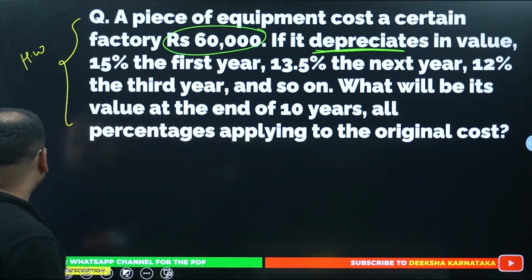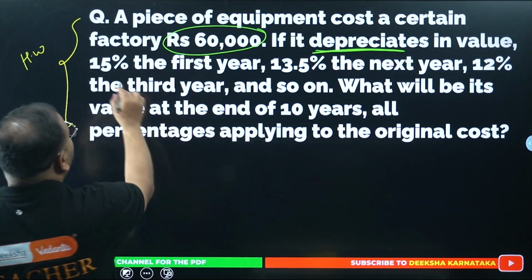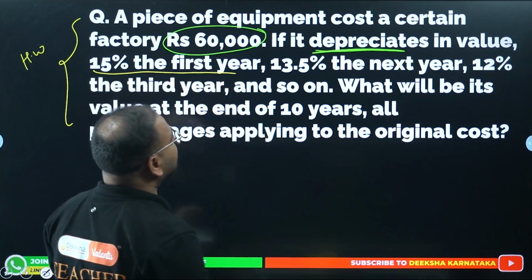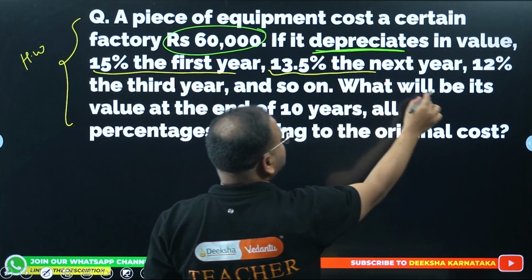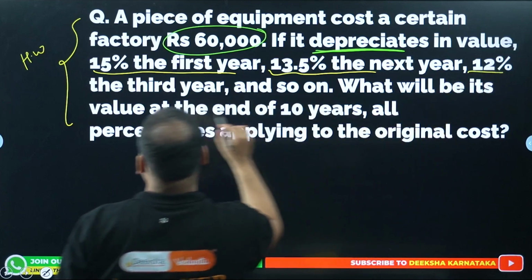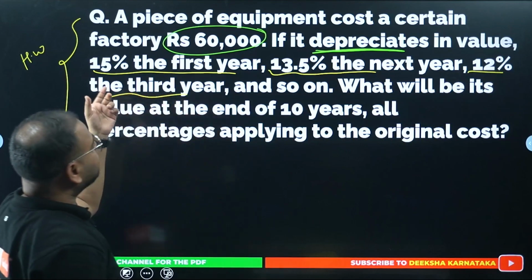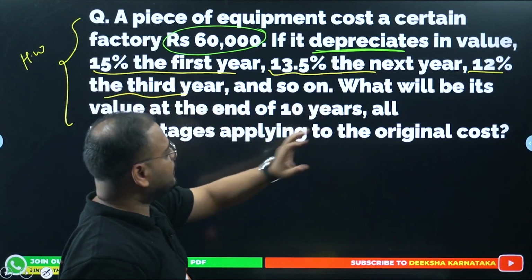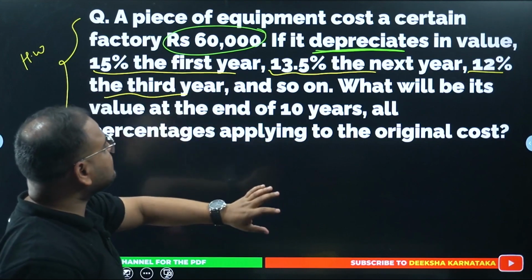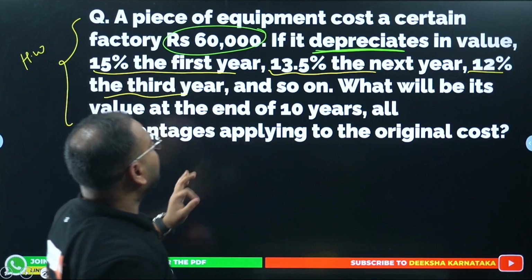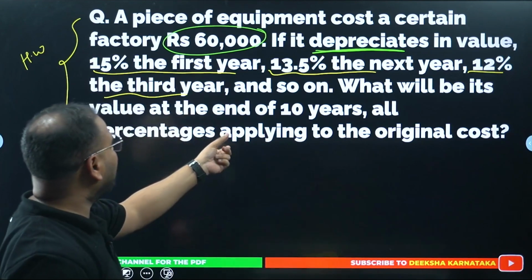What is it for the first year? For the first year it is 15%. Second year it is 13.5%. For the third year it is 12%, and so on. So I have 15%, 13.5% and 12%. So how will I know the next, sir? We'll see, don't worry. And what will be its value at the end of 10 years?